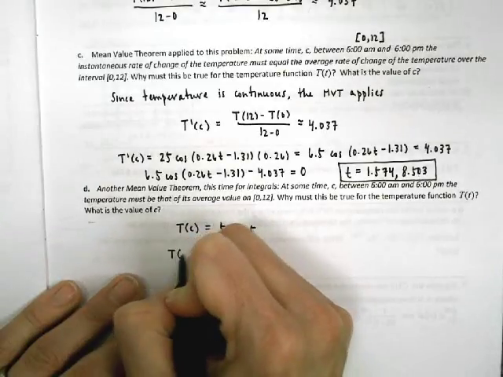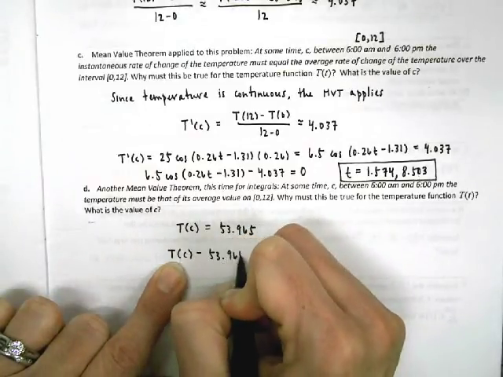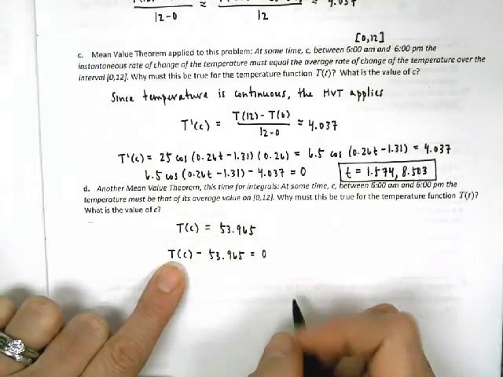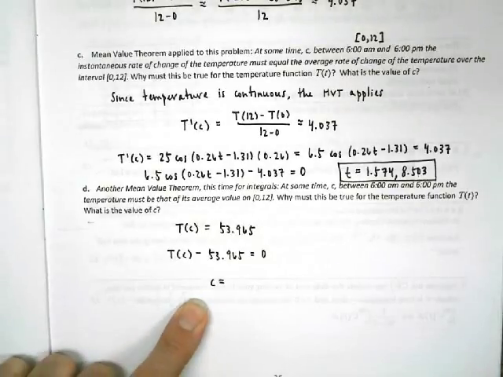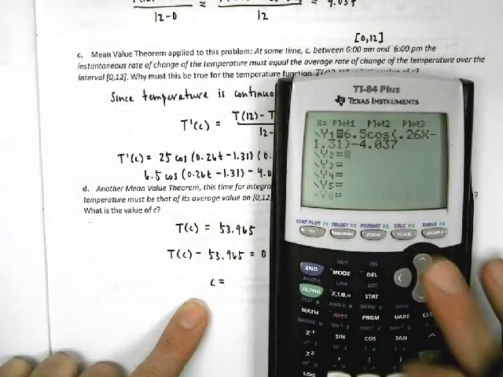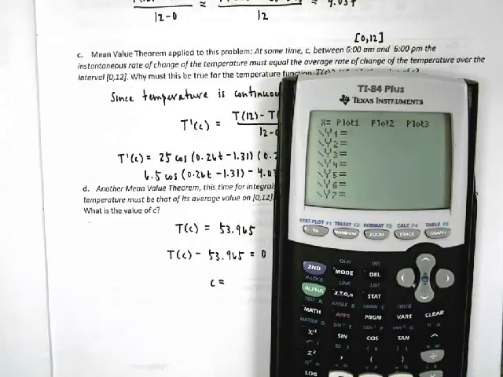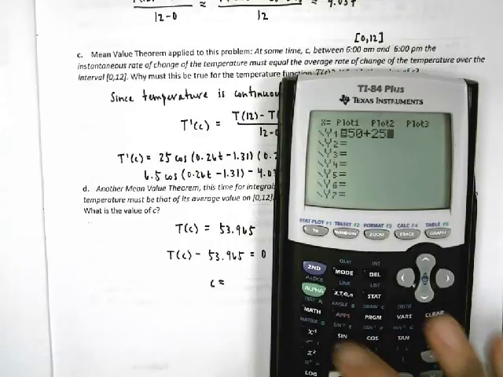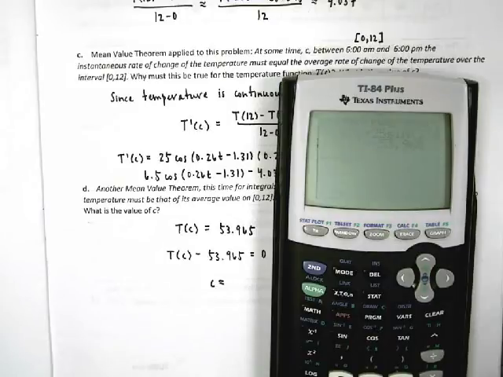So now again, I'm going to use my calculator. I'm going to use my temperature function and subtract 53.965, and I want to find out where that is equal to 0. That'll give me the value of c where the function takes on its average value. So I'm going to go back to my y equals, clear this one out. My temperature function was 50 plus 25 sine of 0.26x minus 1.31, and we're going to subtract 53.965. We're going to look for a 0 in our interval from 0 to 12. And there we go.